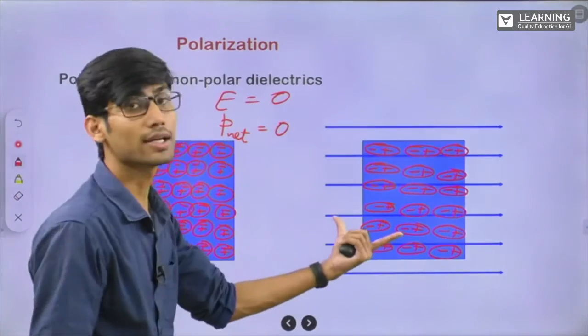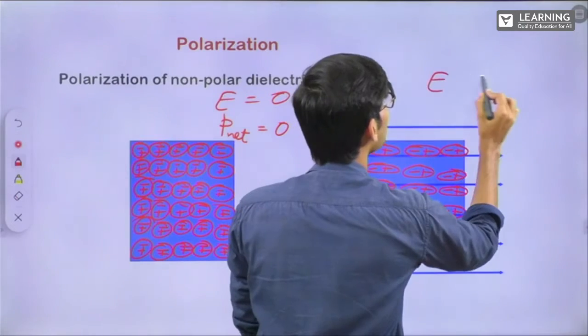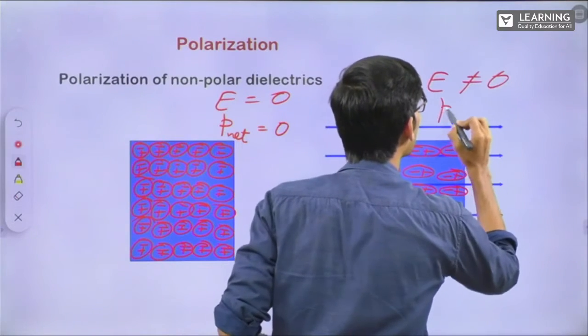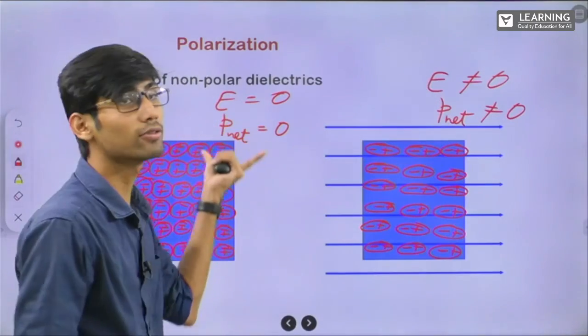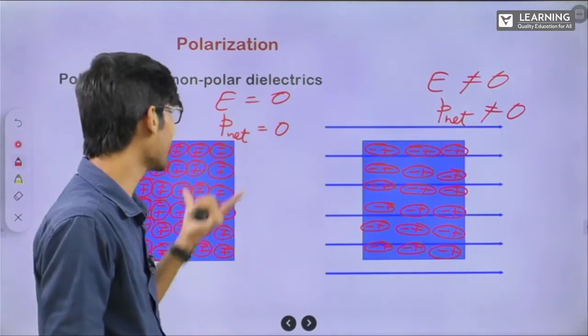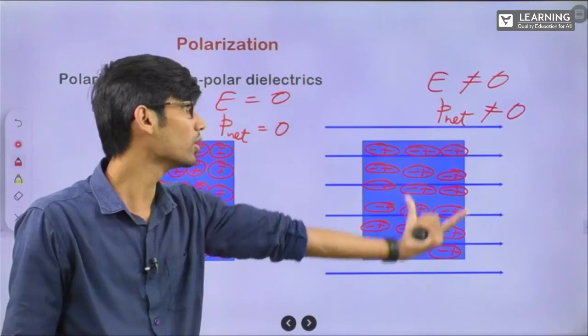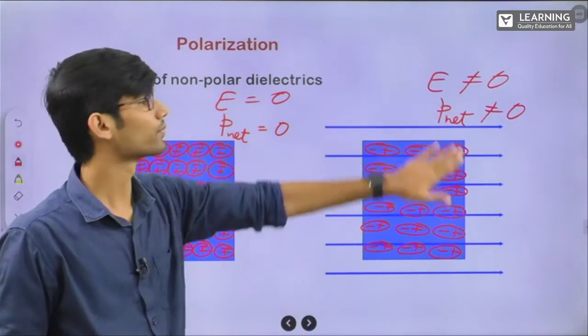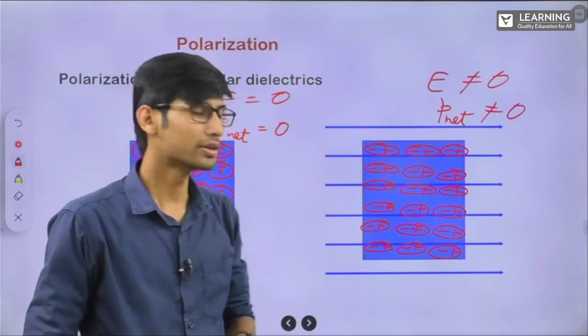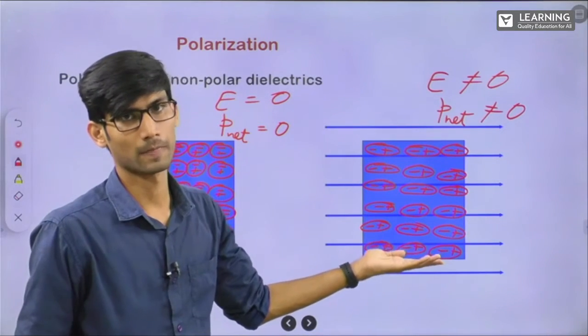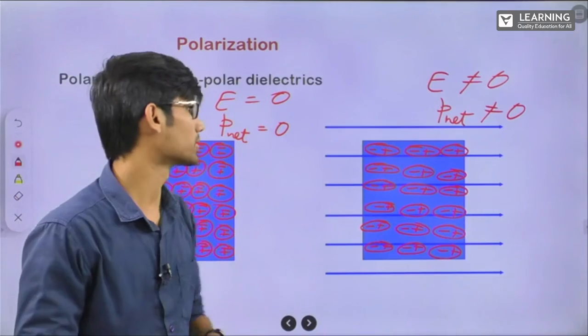It will become something like this. Here if you see, electric field is not zero and P net is also not equal to zero. When electric field was zero, in dielectric material, P net will be zero. When electric field is not zero, P net will not be zero. Okay? Dipole moment will not be zero. This is what polarization is.